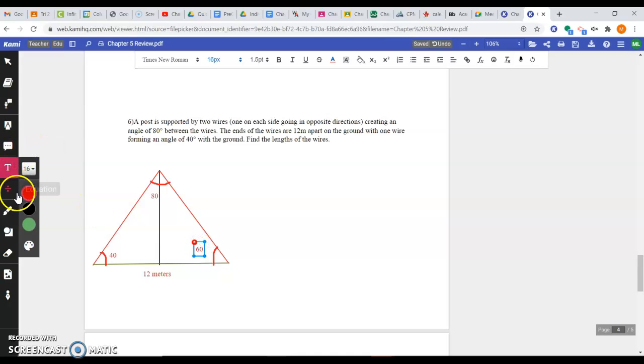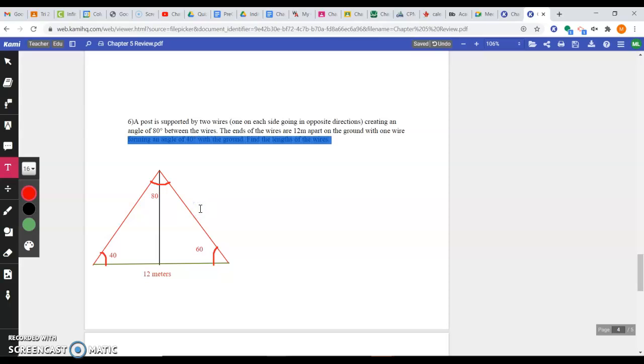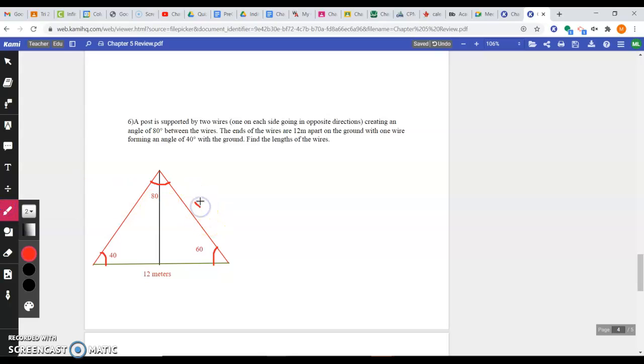So now I have my triangle. I'm looking for the length of the wires, and that's plural. I'm looking for the length of both wires, and so I'm looking for this length here, which I'm going to call x, and I'm going to call this length over here y.